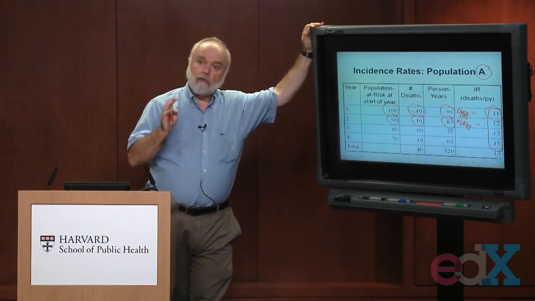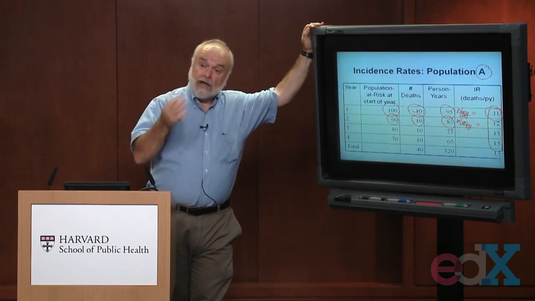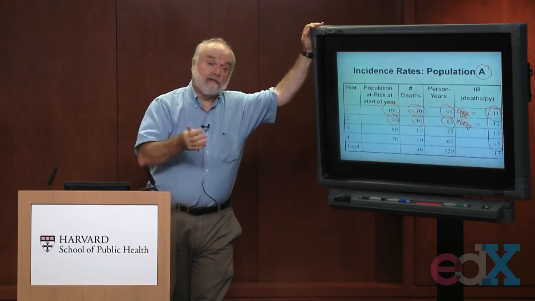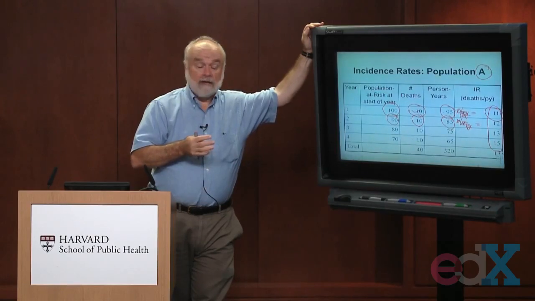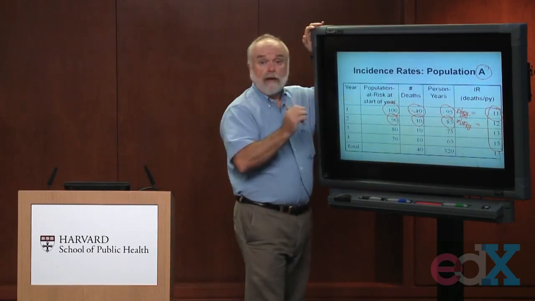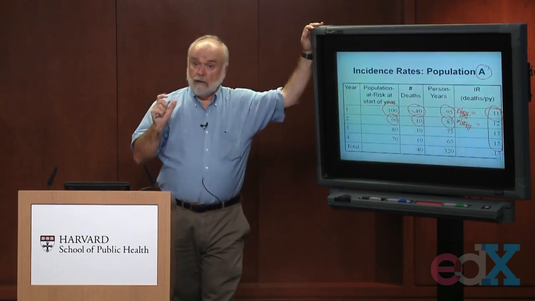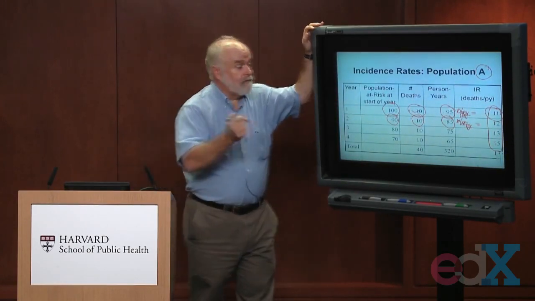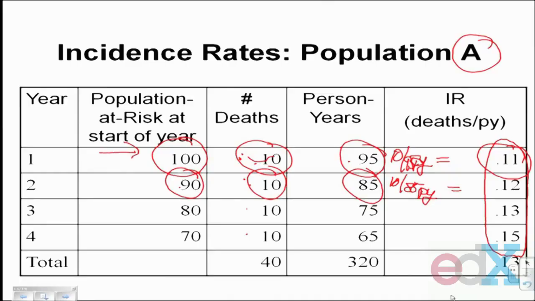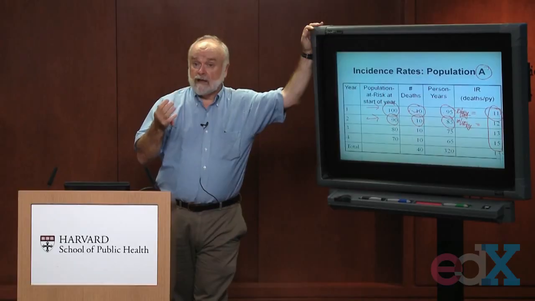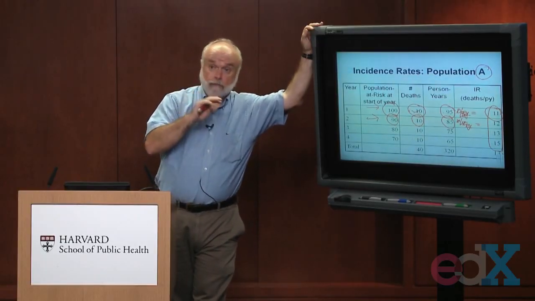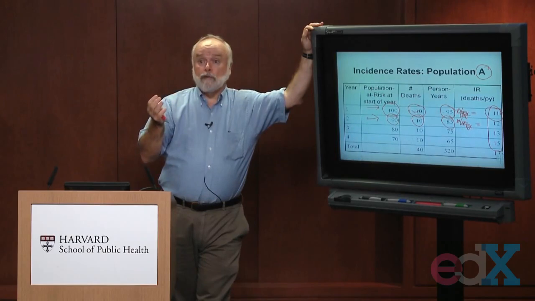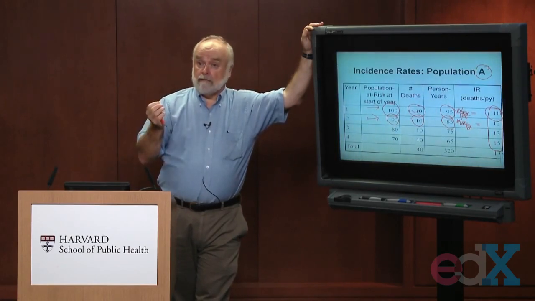Why is it that we're getting higher incidence rates later on during the study when just as many people are dying at the end of the study, in the middle of the study, as they did at the beginning of the study? And the reason is the population at risk is shrinking. Once you die, you're no longer at risk for dying again. So at the beginning of the first year, we had 100 people alive and kicking. At the beginning of the second year, we have only 90. Less person time being observed during the second year. Same number of deaths, same numerator, 10, happening out of fewer person years. Incidence rate's going to get higher.